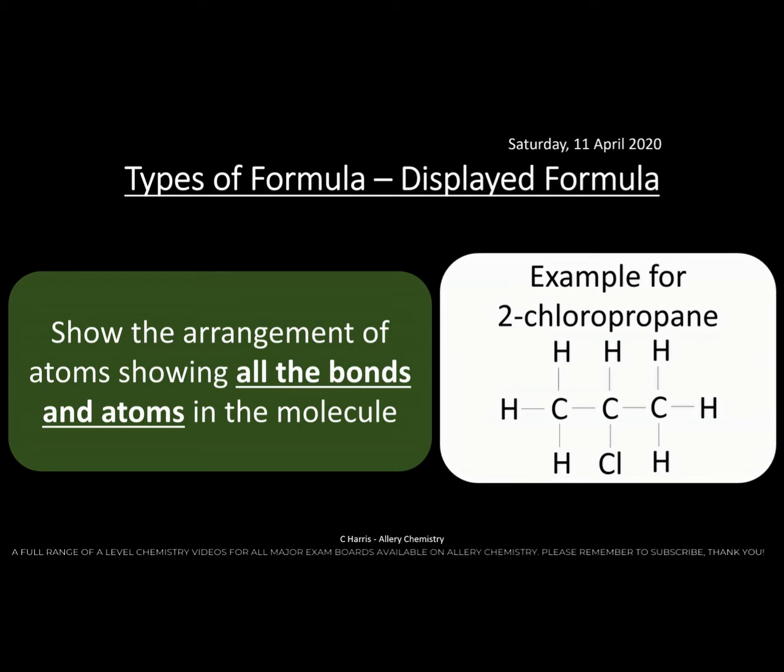In this case, you've got a chlorine on the middle carbon. Again, don't worry about the 2 bit on there. But it's just showing you all the bonds, so you can see what's actually bonded to the carbon. So you will see that quite a bit, again, in A-level chemistry, and you would have seen that at GCSE as well.